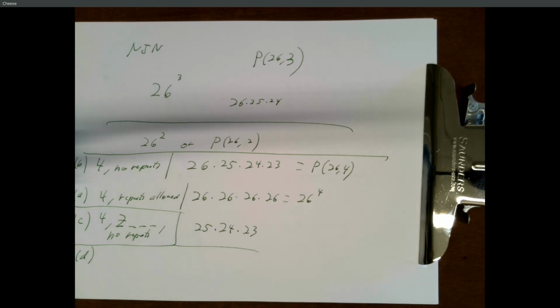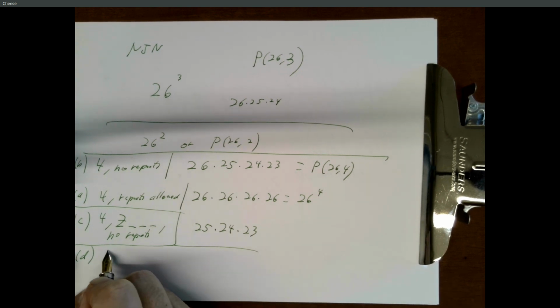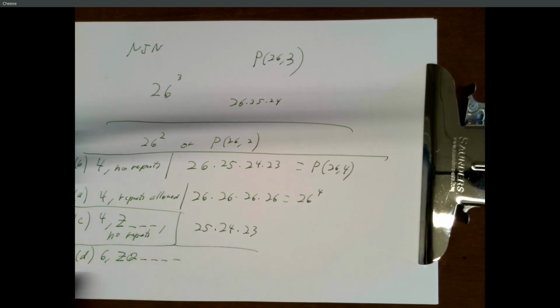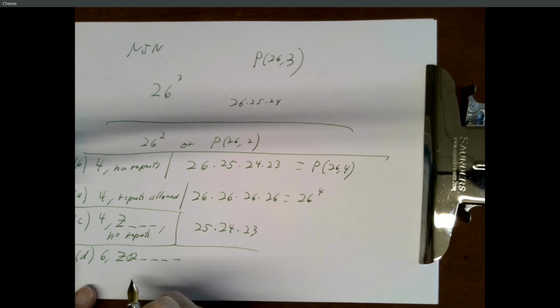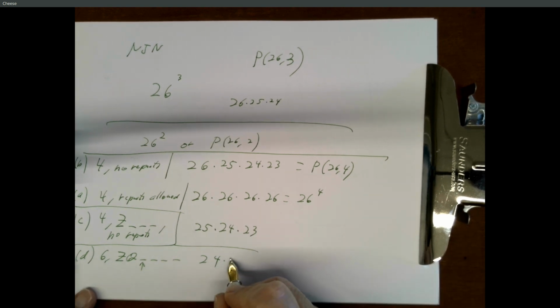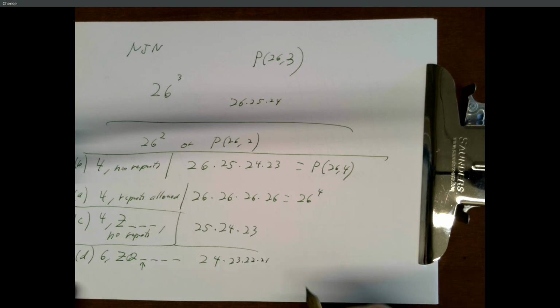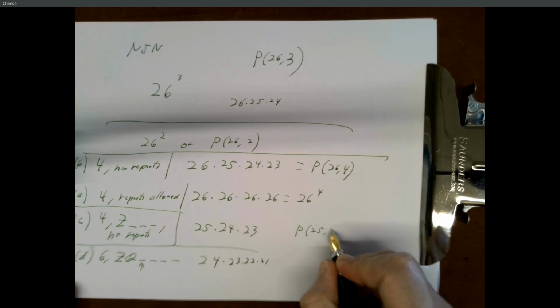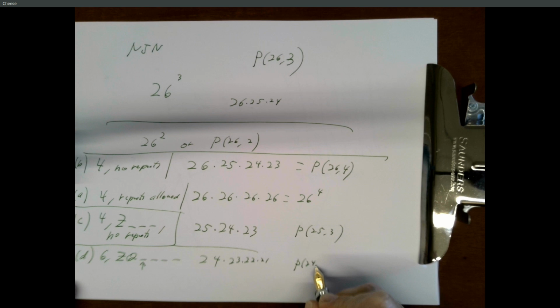All right, 6 letters must start with ZQ, no repeats allowed. So your password looks like ZQ, followed by 4 other letters. So how many ways can we choose this first unknown letter? 24, right? Because we can't pick a Z or a Q because there's no repeats allowed. So 24 times 23 times 22 times 21. Or P(24, 4).